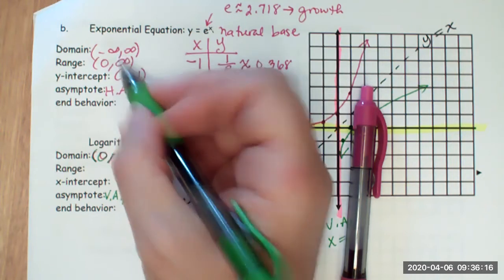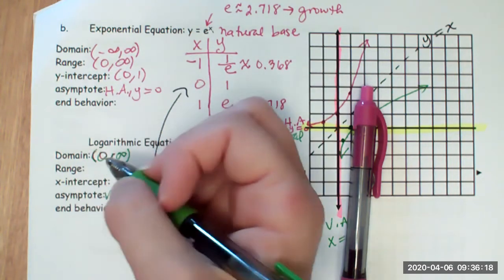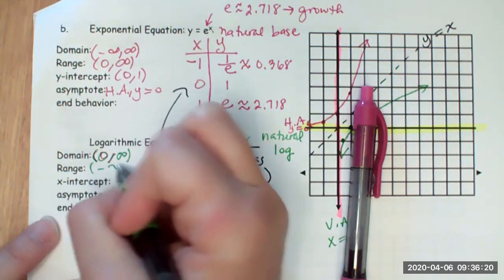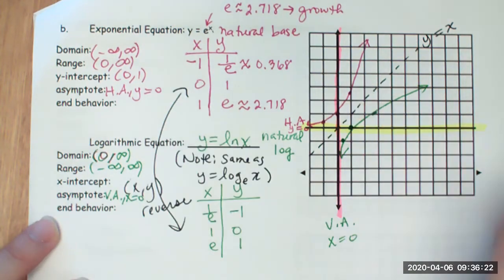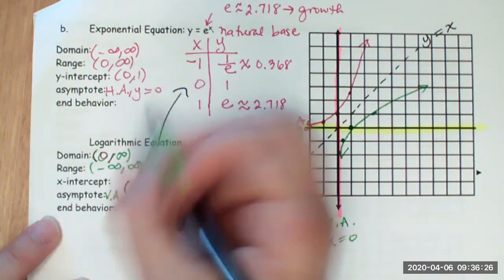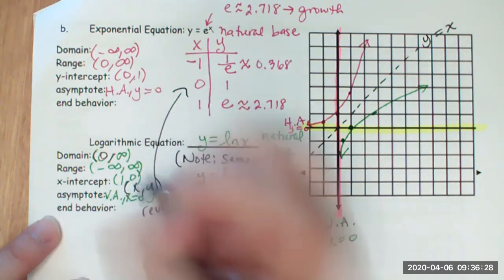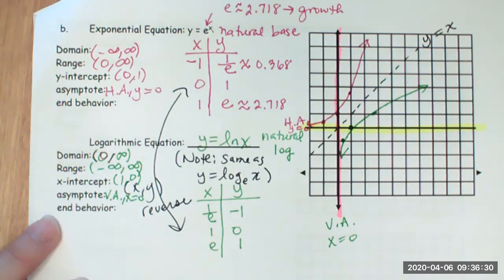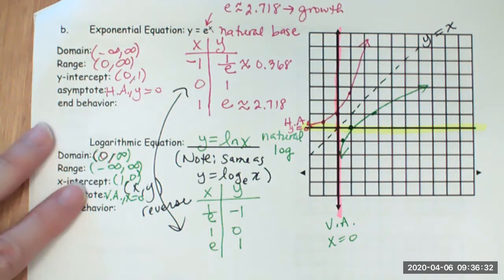The range is going to be all real numbers, and you can verify that from the graph. Just look at the graph. X-intercept, just reverse this. We have (1, 0). Okay, let's look at the end behavior.